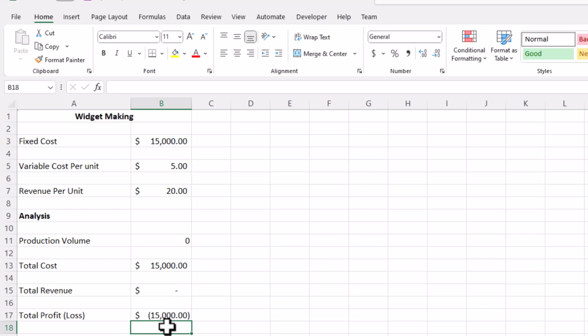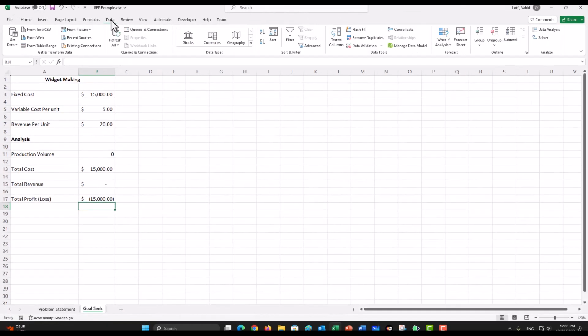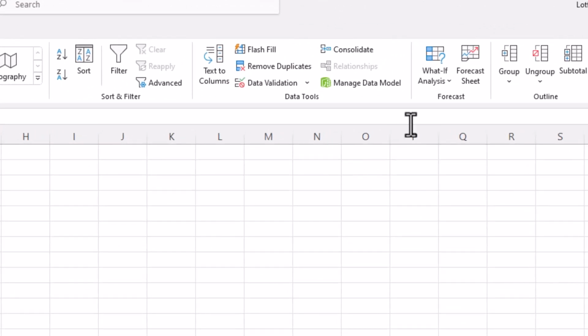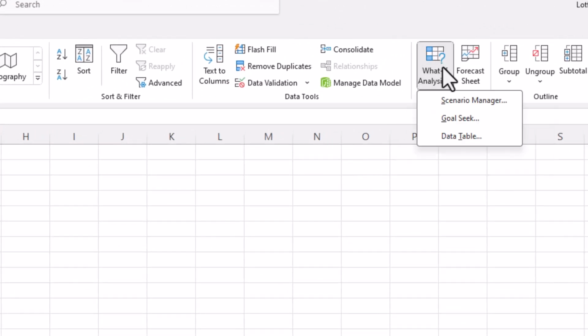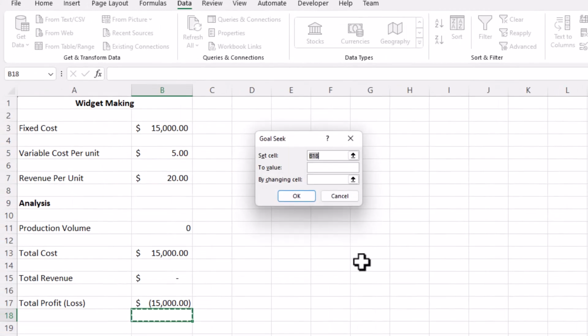Now let's use the goal-seek command to find the break-even point, which is going to be in this cell. For that, I will go to the data command right here, and then select the what-if analysis right here, and then select goal-seek. And goal-seek says which cell we should set. The cell that we want to set is the total profit right here. And what value do we want to set this cell to be? Obviously, for a break-even point, I want the total profit, or the value of this cell, to be 0.